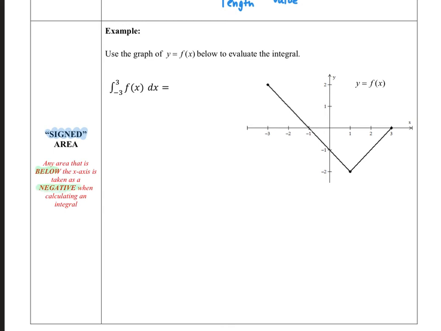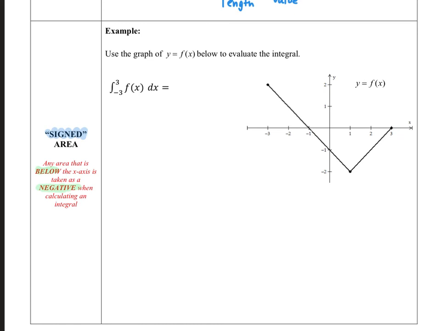And that kind of defies what you think area should be because all your life you've been told area is positive, positive, positive, and it's true. But when it's taken in the context of an integral, any area that falls below the x-axis gets taken as a negative. One quick example will show you how this works. I'm asked to evaluate the integral from -3 to 3 of f of x dx. Notice it doesn't give me an equation here, it just refers me to this graph of f of x.